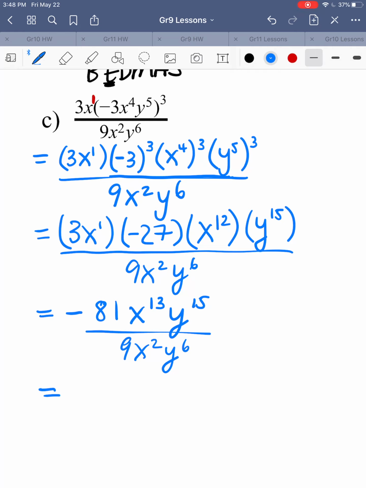So now we only have division left. Negative 81 divided by 9 gives us negative 9. X to the power of 13 divided by x to the power of 2, that's going to give us x to the power of 11, because 13 minus 2 gives us 11. And y to the power of 15 divided by y to the power of 6, that's going to give us y to the power of 9. And that is our final answer.